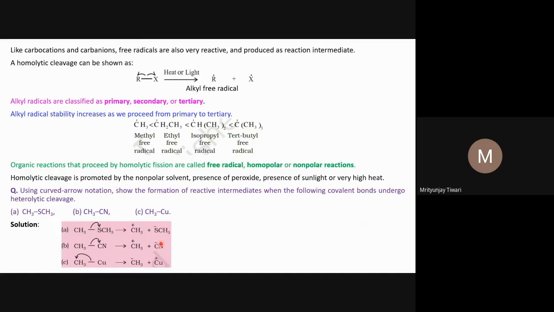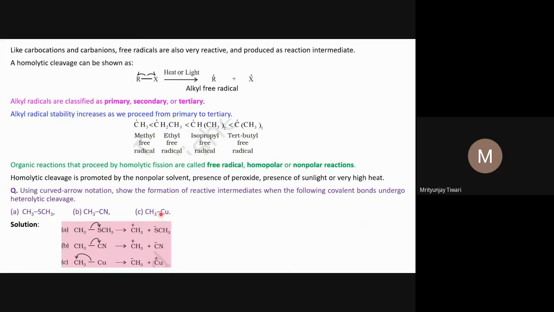Now the next example is CH3Cu. In this case this is copper, and copper is a metal, and we know all metals have lower electronegativity than carbon, because metals are usually electropositive, they are not electronegative, and carbon is a non-metal. So copper will have lower electronegativity than carbon, and so if this bond has to be broken heterolytically, carbon will accept the shared pair of electrons.